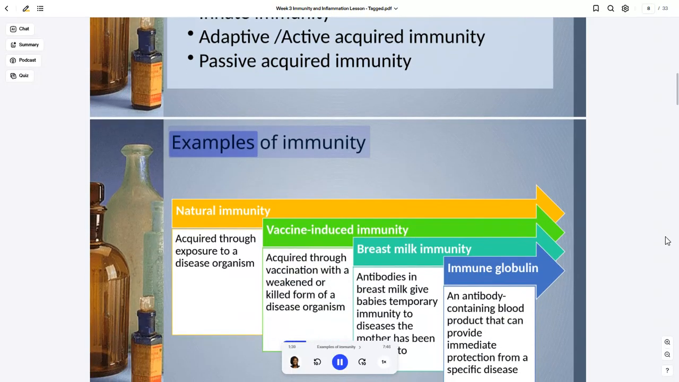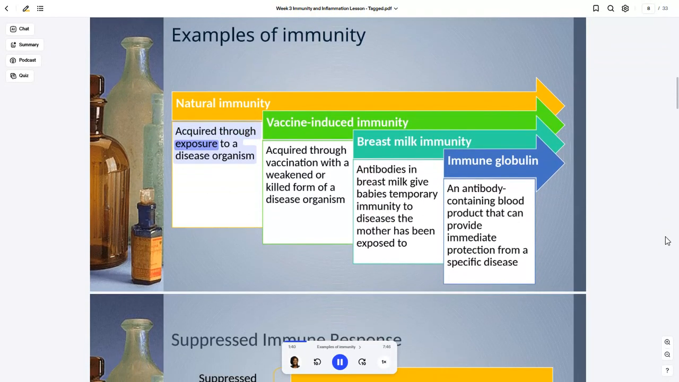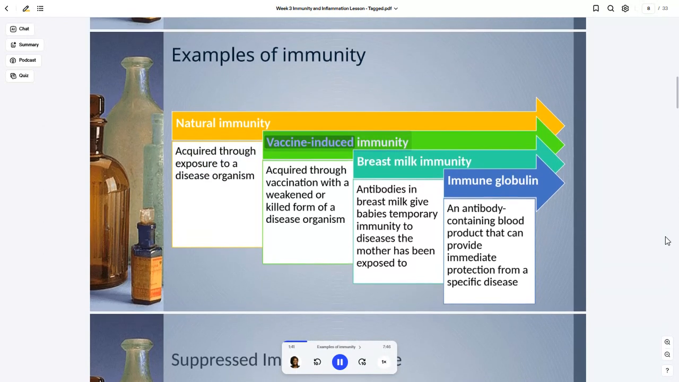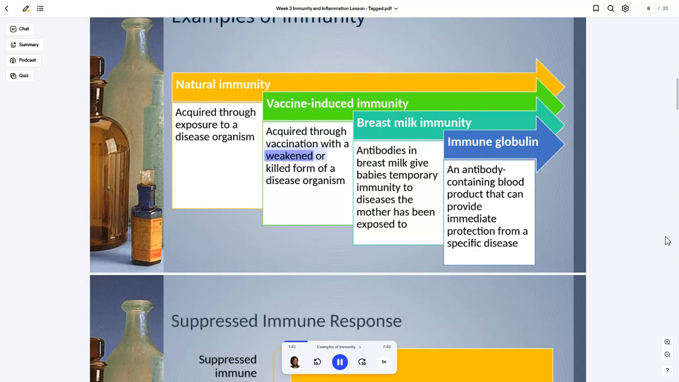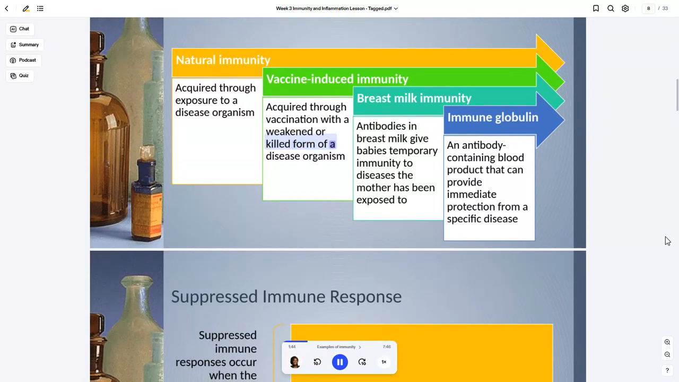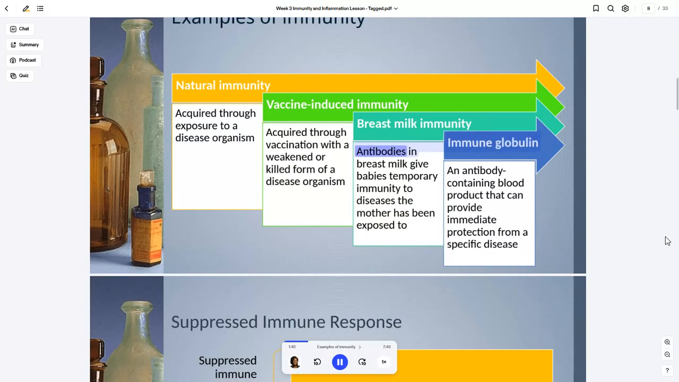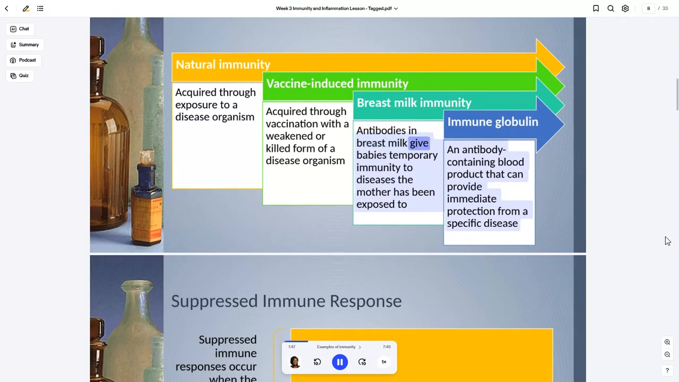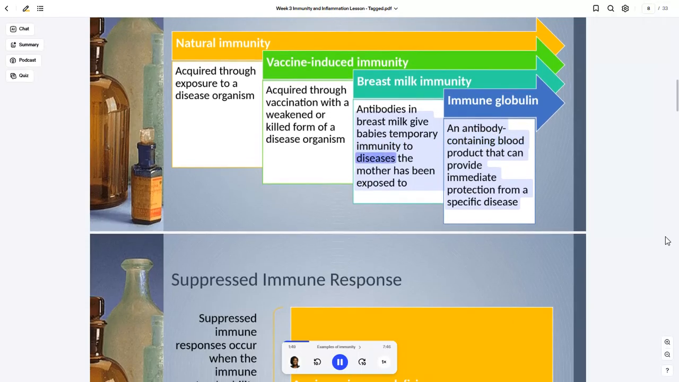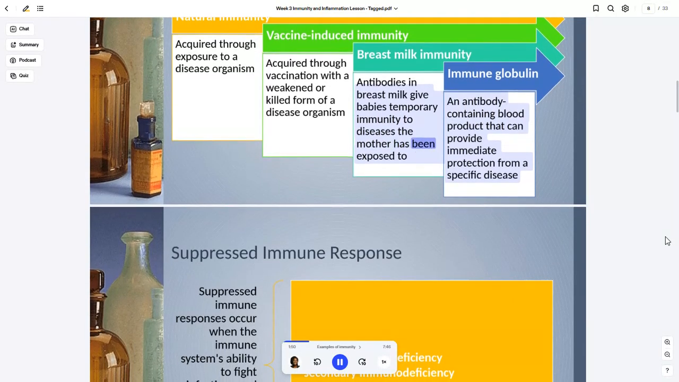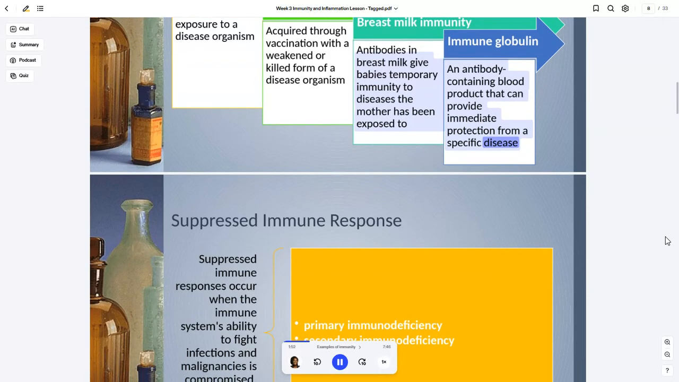Examples of immunity: natural immunity, acquired through exposure to a disease organism; vaccine-induced immunity, acquired through vaccination with a weakened or killed form of a disease organism; breast milk immunity, immune globulin antibodies in breast milk give babies temporary protection; and antibody immunity, a product that can provide immediate protection from a specific disease, to which the mother has been exposed.